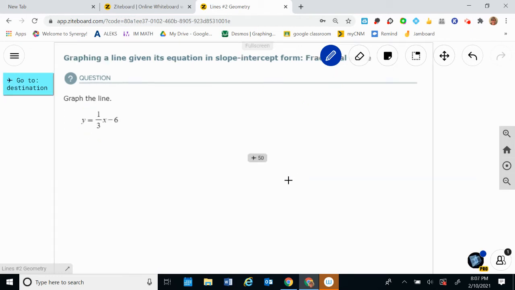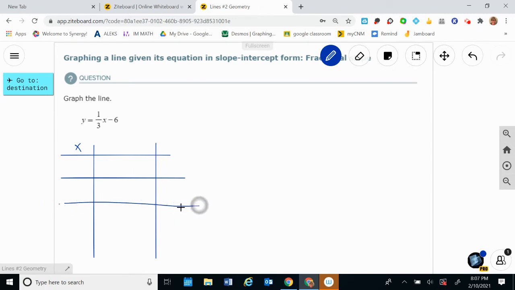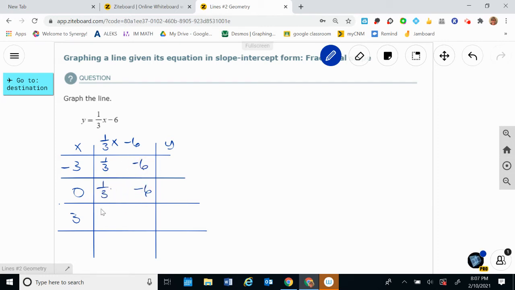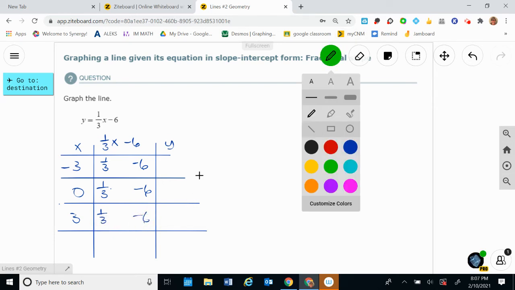All right. Again, you can try to do this on your own if you want to. Table. The trick, again, with these is to plug in multiples of the denominator. So it's 1/3 x minus 6, and here's y. Okay, so negative 3, 0, and 3. So let's do 1/3 minus 6, 1/3 minus 6, 1/3 minus 6. I'm just doing all the original in blue, and then I'll do this part in green.